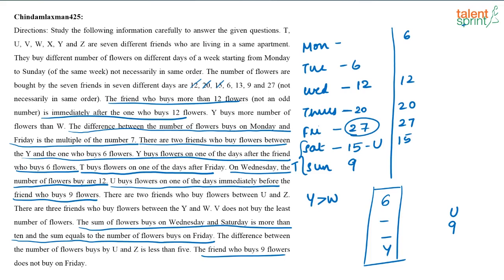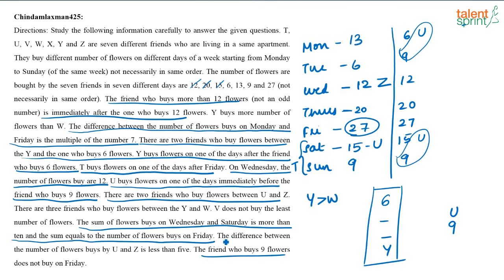Correct? In this possibility, there are again 2 cases, right? Either this can be 9 and this can be U, or this can be 9 and this can be U. We'll have to check both the cases. Okay, so let us try out this case first. There are 2 friends who buy the flowers between U and Z. So if this is U, 1, 2, this is Z. Then this is going to be 13 in this case.